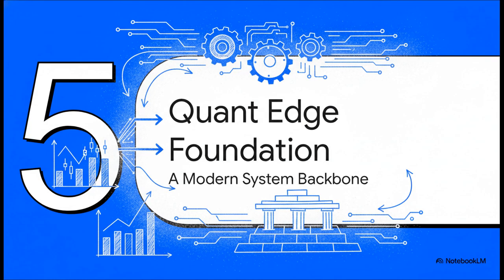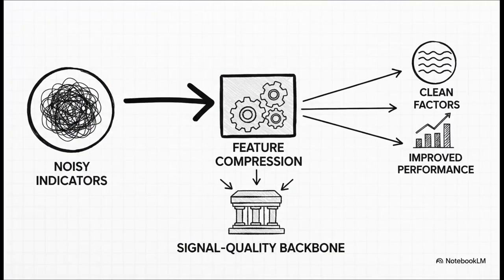So as we start to wrap this up, I really want you to think about this in a bigger context. This isn't just one neat little trick. This is the fundamental backbone of a modern, robust, quantitative trading system. So what's the bottom line here? Well, feature compression takes all that noise and transforms it into clean, usable factors. It mathematically gets rid of the redundancy, the multicollinearity between your signals to give you sharper inputs. This directly improves your model's performance, helps you avoid accidentally making the same bet over and over, and really, it acts as the quality control backbone for your entire system.